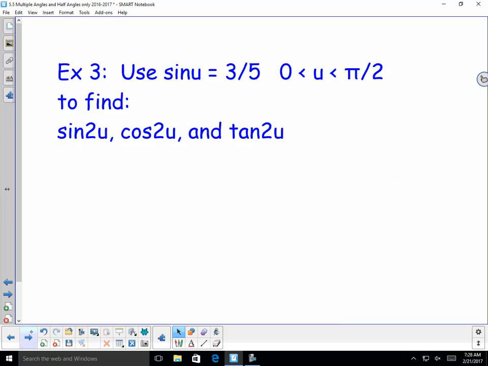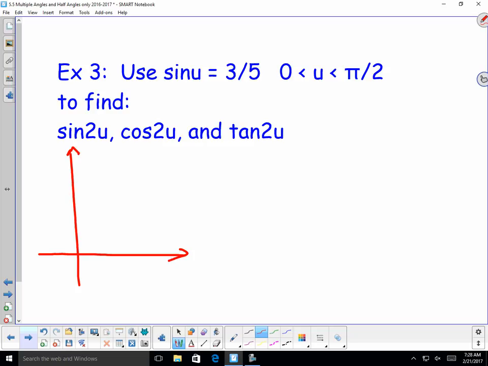All right, let's take a look at number 3. It says use sine u equals 3/5, where u is between 0 and pi over 2, to find sine 2u, cosine 2u, and tangent 2u. Well, let's start this one off by drawing a sketch of angle u. We know it's in quadrant 1, and so we're going to draw in our segment into quadrant 1, draw a vertical down to the x-axis, never over to the y-axis. We put a right angle, and here's our angle u.